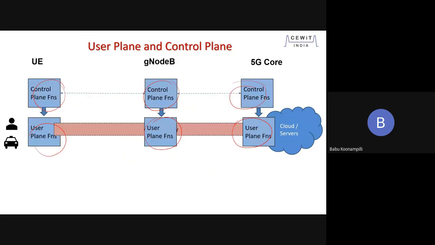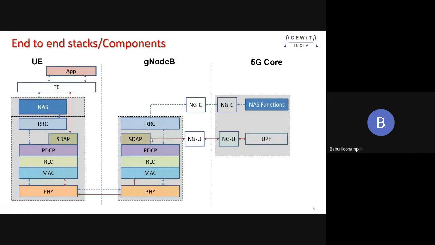I'll show that in an end-to-end stack picture. Here it consists of all the stacks of the main three nodes. This is the UE stack that you can see, the NAS stack and the complete layer 2 and layer 1. Similarly, layer 1, layer 2 and layer 3 in the gNodeB and the core part of it. If you look at the control plane, an application can either have control information or sometimes may not directly have control information. It may be generated from the device itself.